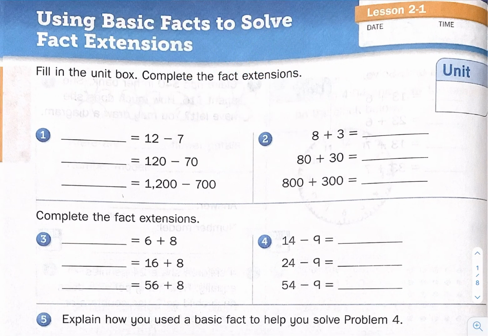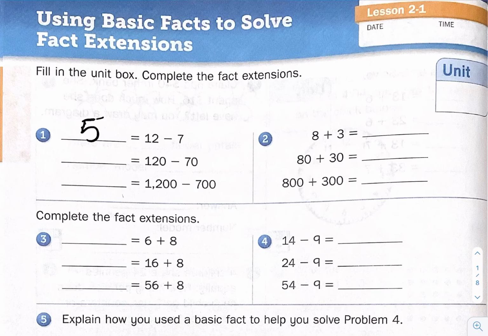Okay, friends, at the top of page 32, fill in the unit box that says complete the fact extensions. So let's look at number 1. It says 12 minus 7. What is 12 minus 7? Well, it's 5. That is the basic fact.